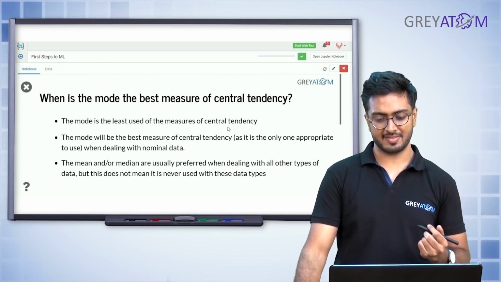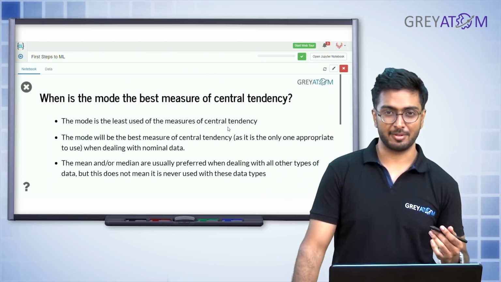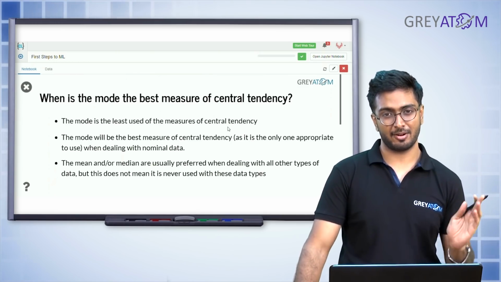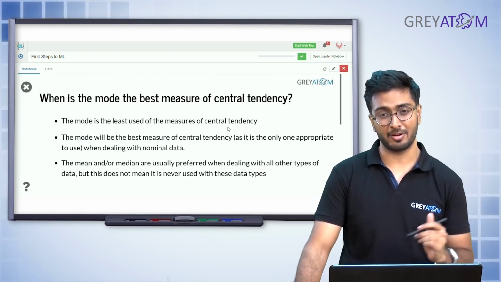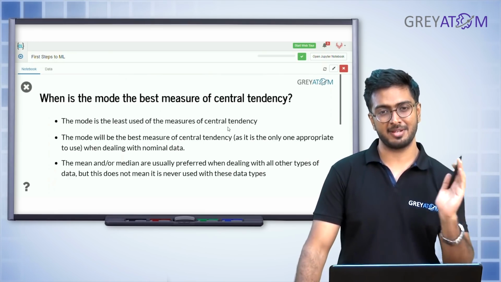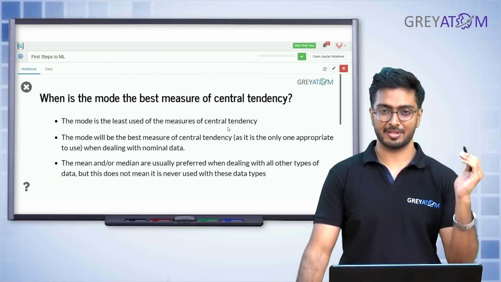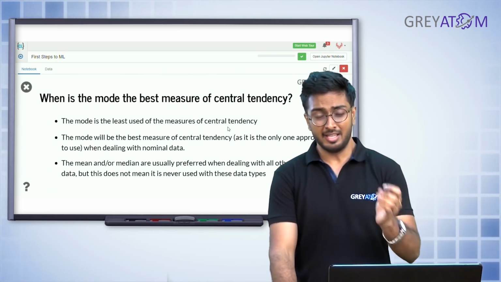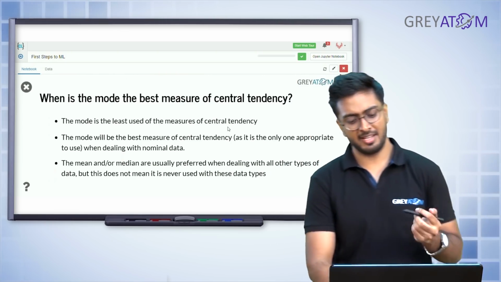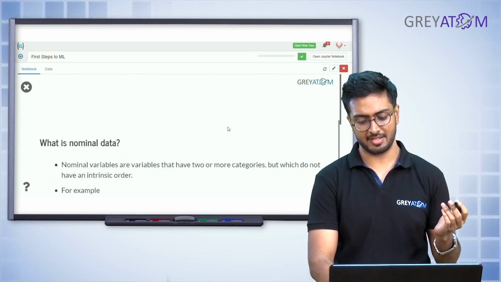The mode is the least used measure of central tendency. The mode will be the best measure of central tendency when dealing with nominal data, which is what I explained to you: something that cannot be ordered, like red, blue, green. If you cannot order the data, it is categorical data, and it's not even ordinal data. Ordinal data is categorical but can be ordered. For example, education: you can have primary, secondary, and so on, and there's an order. But colors of houses are not even orderable. So in case you have nominal data, you are left with no option but to use the mode. Mean and median are normally preferred when dealing with all other types of data, but this doesn't mean the mean is never used with other data types.